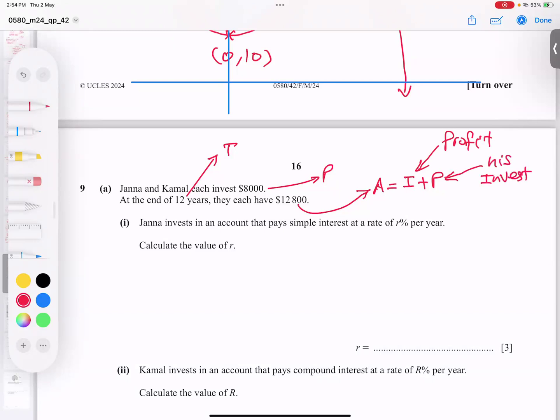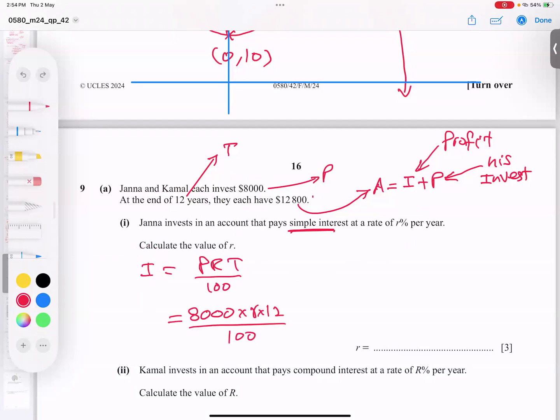Okay, so this is very clear. Let's see how we can do this kind of question. He's saying J invests in an account at simple interest, at a rate of R. So we need to find R. The formula is I equals P R T divided by 100. At the end of 12 years, P is $8,000, no problem. R is unknown, T is 12, right. But the only problem is, what is the I value?